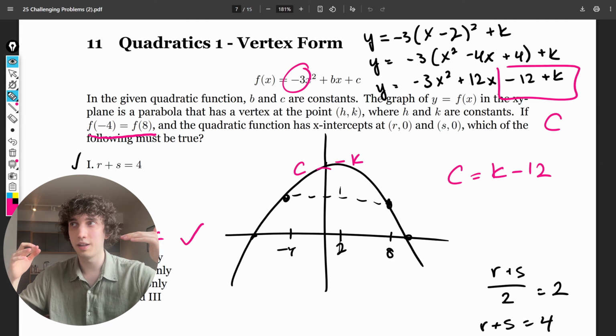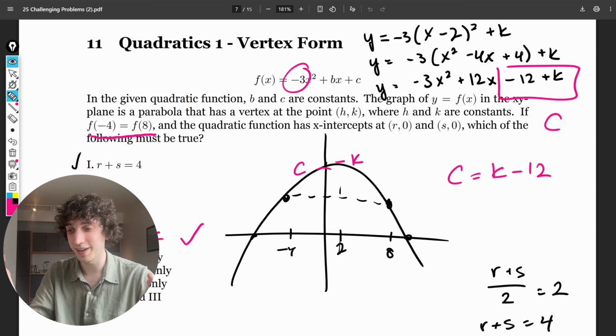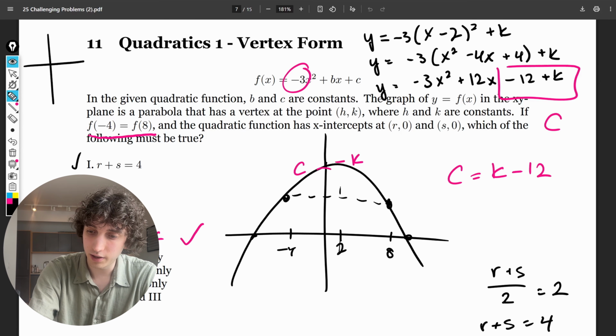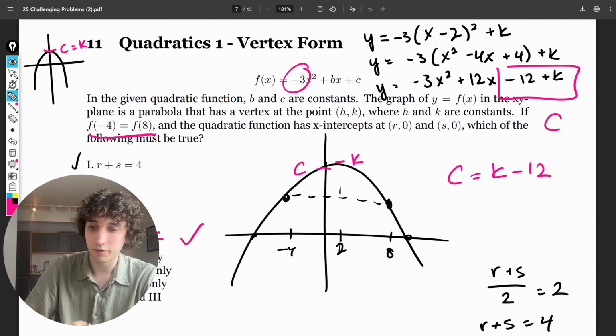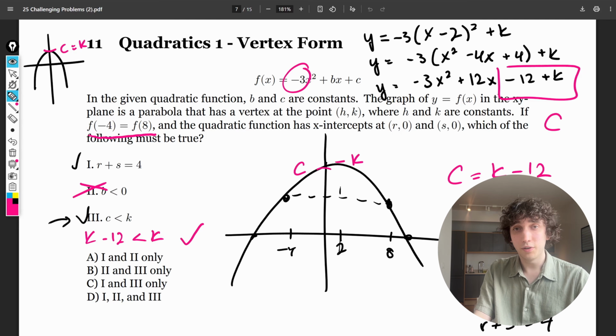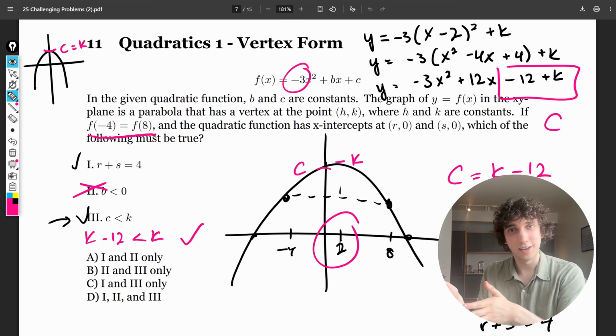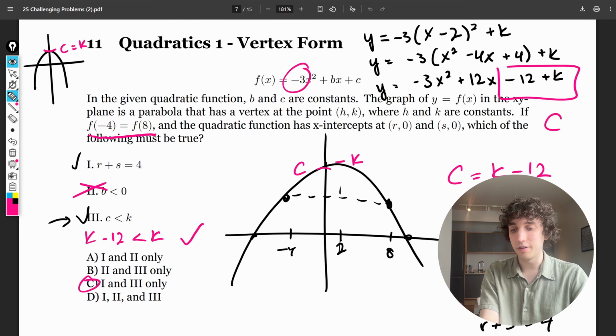There's no way that you can have a y-intercept above the maximum point because the maximum is by definition the maximum. Now you might think to yourself, well, okay, what if I had a quadratic like this, where the y-intercept is the maximum of the function? Then your c can equal your k. However, we know that that's not the case here because your h is equal to 2. So the vertex is not centered at the y-axis, it's slightly off. So in conclusion, 1 and 3 are both true.